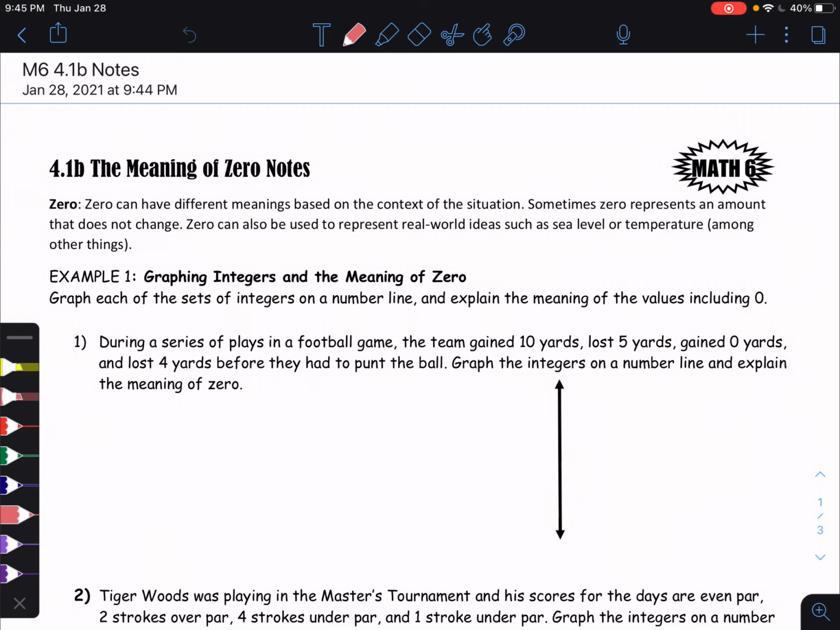Hey everyone, today we are going to be continuing our conversation from yesterday about integers. And today we're going to add how we know what the meaning of zero is. So zero can have different meanings based on the context of the situation. Sometimes zero represents an amount that doesn't change, and how we represent that is no change. We would say that it's no change.